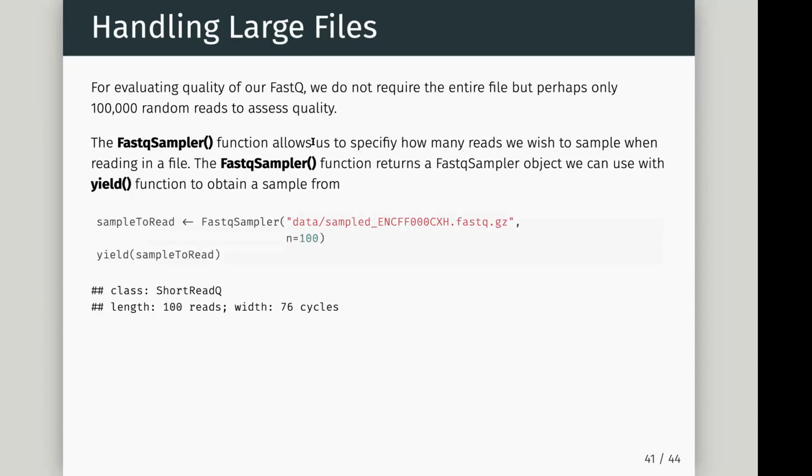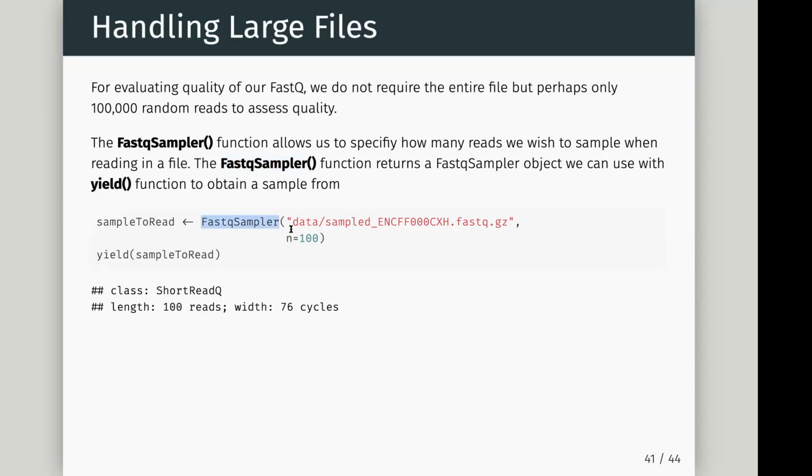So for evaluating quality of the FastQ, if anyone's done any FastQ work before, there are tools like FastQC. This doesn't use all your reads. It takes a sample of your reads, and with that sample, it then gives you the quality. So the FastqSampler function allows us to specify how many reads we wish to sample when we're reading a file.